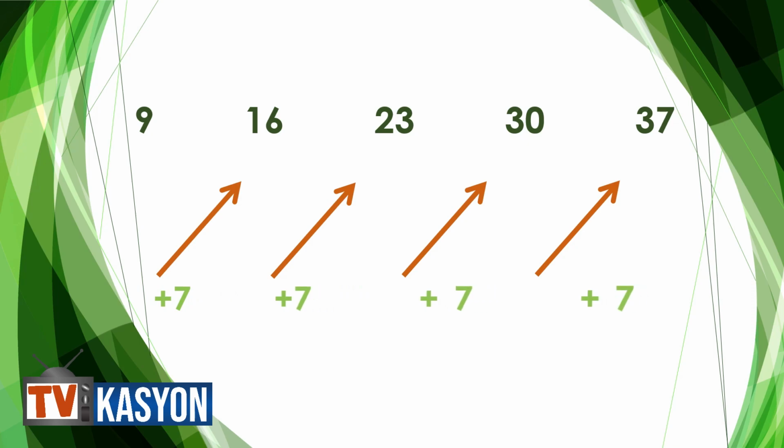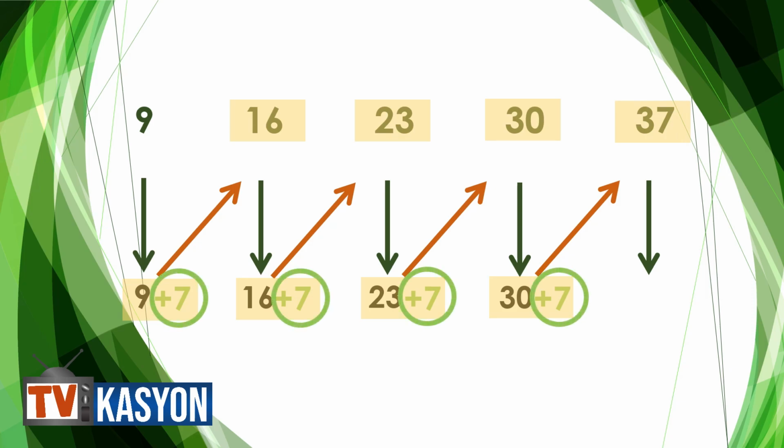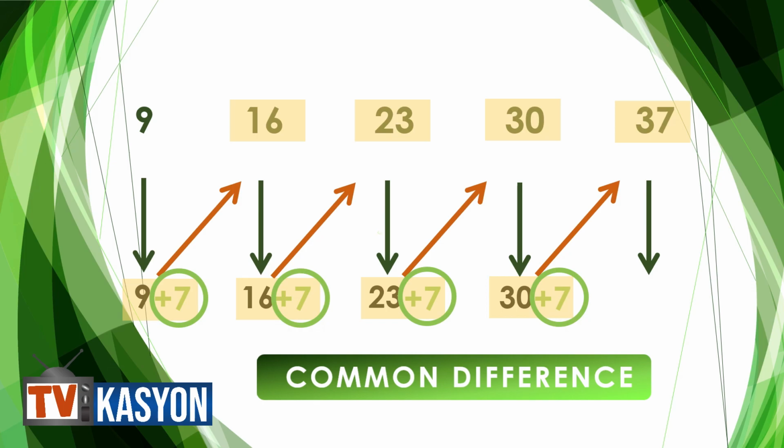Well, the pattern in this sequence tells us that the succeeding term are obtained by adding 7 to the previous term. 9 plus 7 is 16, 16 plus 7 is 23, and 30 plus 7 is 37. You see, we constantly add 7 to every term. This constant is what we call the common difference of the sequence.